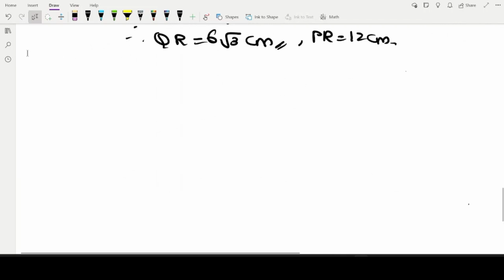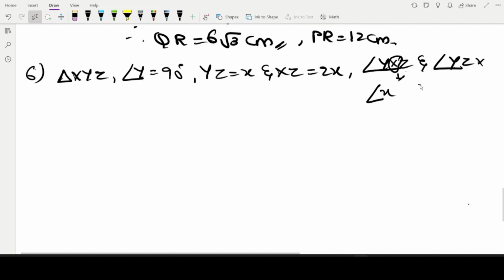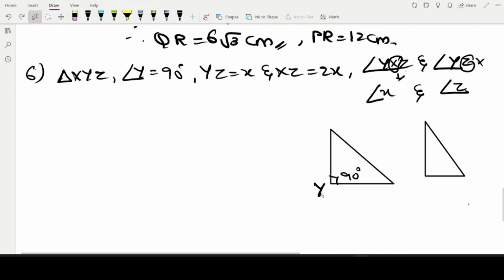Now the next question, the sixth one. As per the given data, in triangle XYZ the right angle is at Y, equal to 90 degrees, and the given values are YZ equals x and XZ equals 2x. We are asked to determine angle YXZ and angle XZY. As we know, in a given triangle, the one in the middle is considered the angle. So we are asked to find angle X and angle Z. Now the angle at Y is 90 degrees.